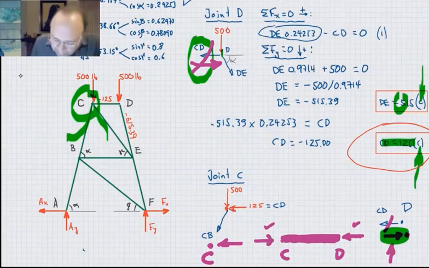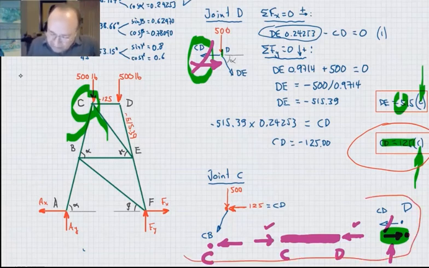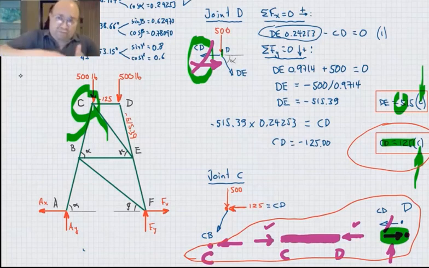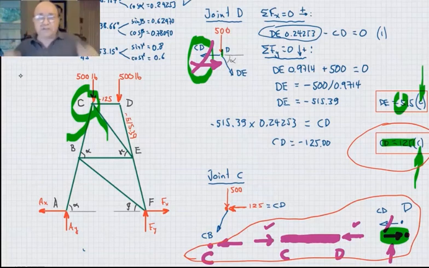So compression is pushing. Tension is pulling away. Compression is pushing into the joint, right? So I don't have to make all this big analysis here to see the direction. I just see, okay, that bar is compression, so it's pushing the joint. That bar is tension, so it's pulling away from the joint, right? That's it. Compression, push, tension, pull.